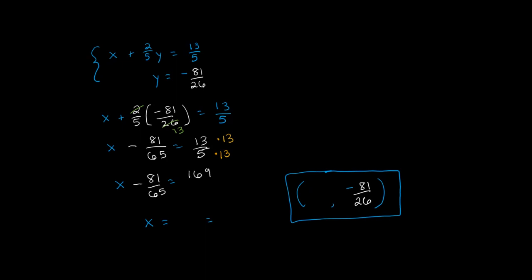That's going to be 169 over 65. 169 plus 81, we get 250 over 65. And then that reduces to 50 over 13. Okay. So hopefully there aren't any more arithmetic errors there. But that would be the new correct answer.